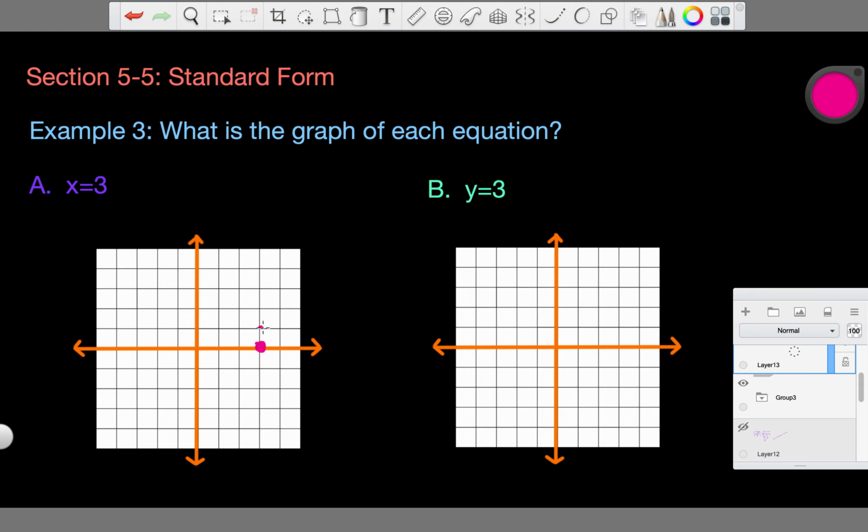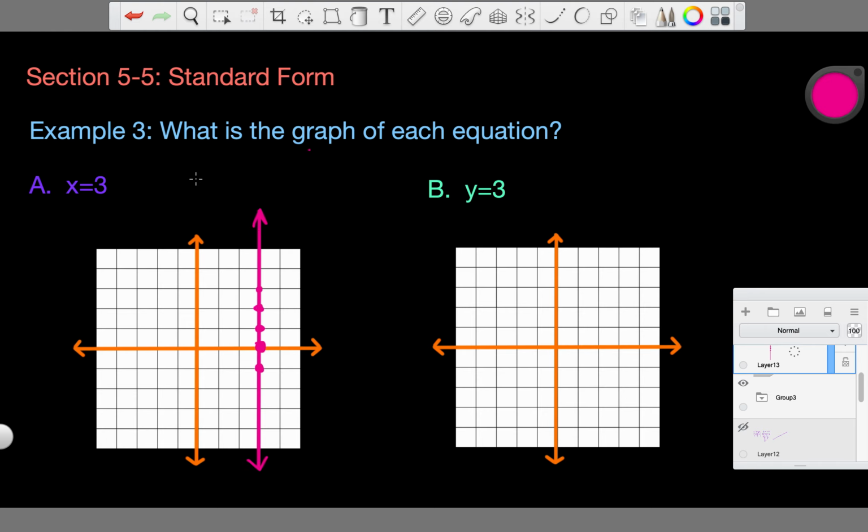This point right above it is 3, 1, so x is 3. This point is 3, 2, so x is 3. This point is 3, 3, so x is 3. And the same thing down here. So when x equals some number without y, it's always a vertical line. Okay? And we can draw our arrows on the end.